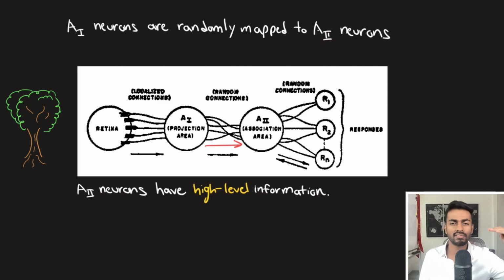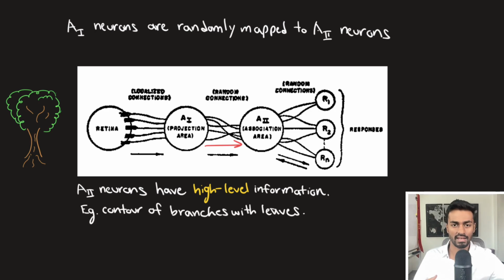And these A2 neurons are going to have slightly higher level bits of information that are collected here, and these neurons are going to fire. This could, for example, be like the contour of branches with their leaves. This is because a single neuron in this A2 region could be connected to a neuron in A1 that recognizes a single leaf, and then another neuron that recognizes a single branch, and you can think of combining those pieces of information together to get the information here in A2. And we can also have multiple association areas in multiple layers to get higher and higher levels of information.